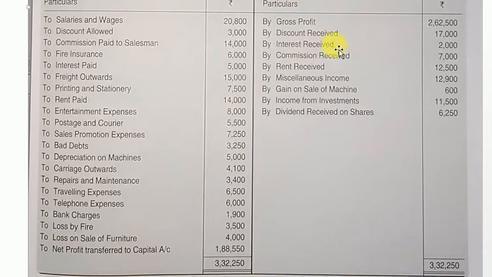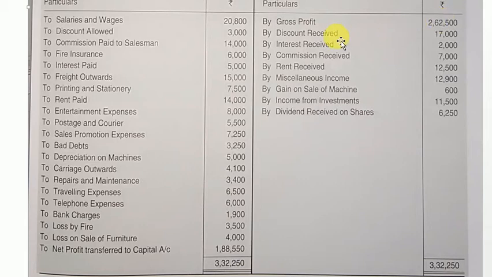So here the first item is gross profit. Gross profit, that I have discussed right now, is the result of the trading account. It is the balancing figure of the trading account, and it will be automatically transferred to the profit and loss account. So that amount of gross profit, 2,62,500, which we found with the help of the trading account, will be transferred here to the credit side.